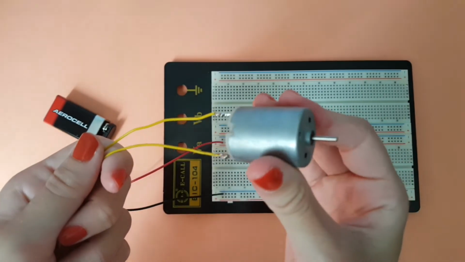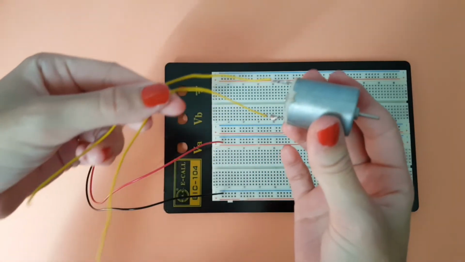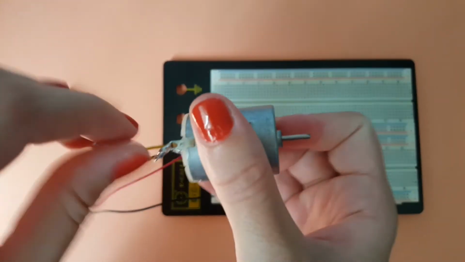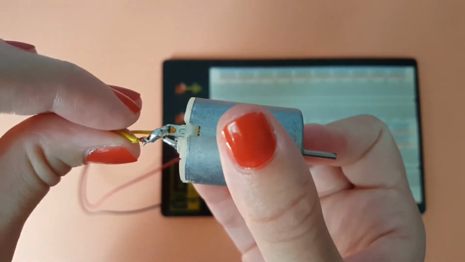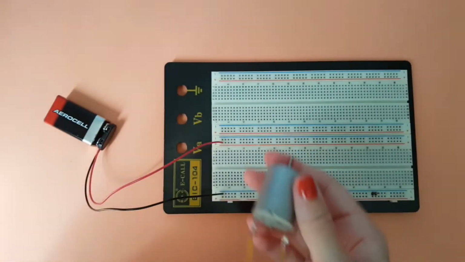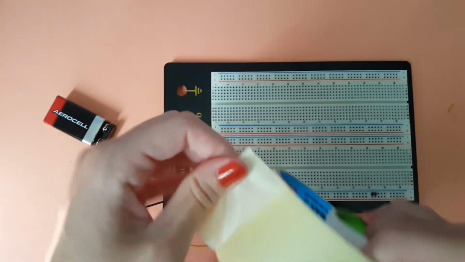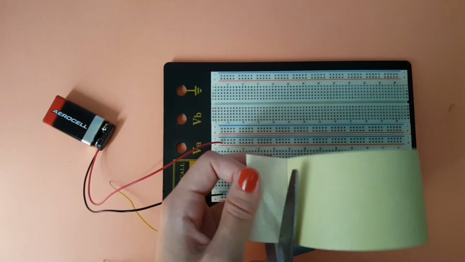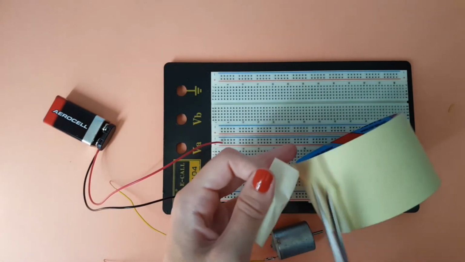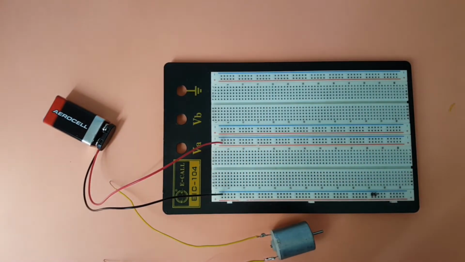Finally, we have a DC motor. A DC motor is another actuator which converts electrical energy to mechanical rotary movement. To see which direction our motor is going, I'm going to take a piece of tape and apply it to the motor shaft.